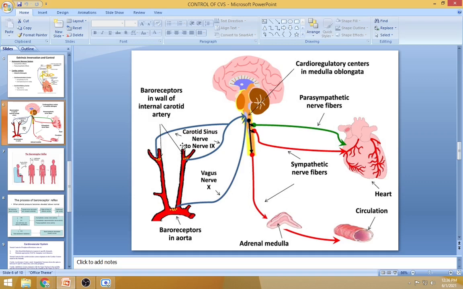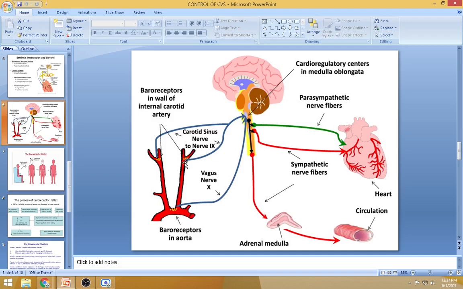So, one of the major reflexes is the baroreceptor reflex. Now, the name itself suggests that these are receptors responding to pressure, isn't it? Baro comes from barometer, a device that measures the pressure in any system. Similarly, the baroreceptor is something like that. It measures the pressure within the vascular system, the cardiovascular system.